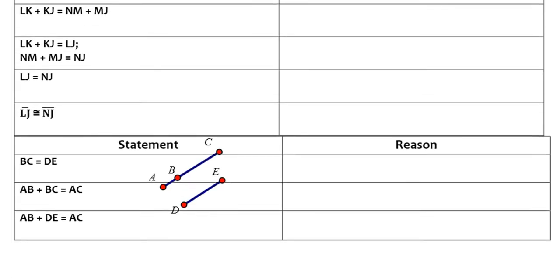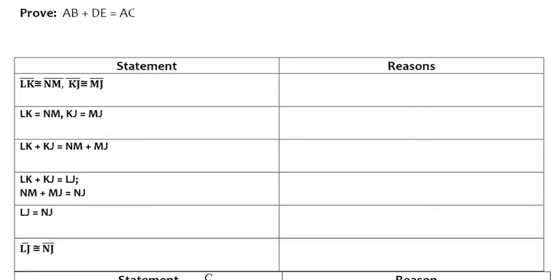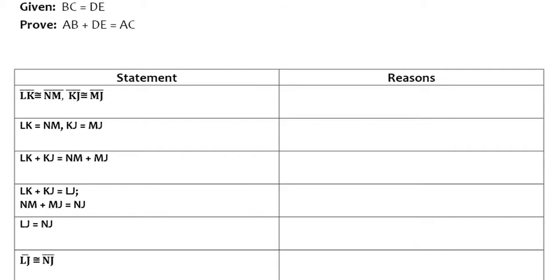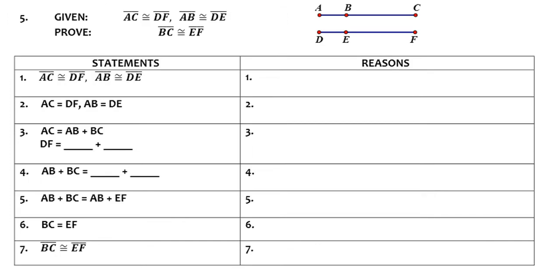All right. Let's look at one more example here. We have all these segments, all these different things. AC is congruent to DF, so I'm going to just mark that on my picture. AC is congruent to DF. And AB here is congruent to DE. And we're trying to prove that BC over here is congruent to EF over here.